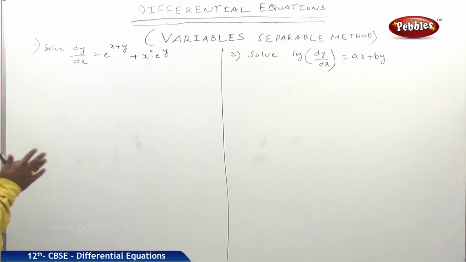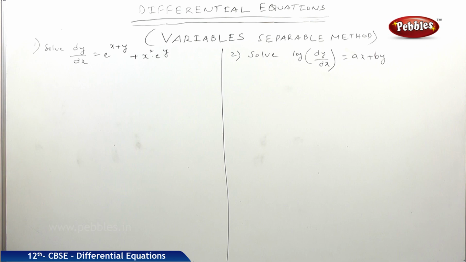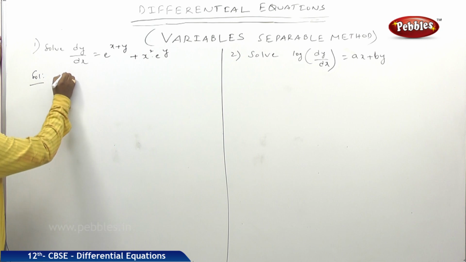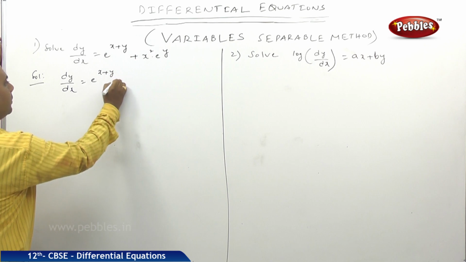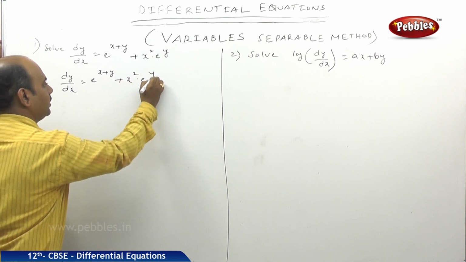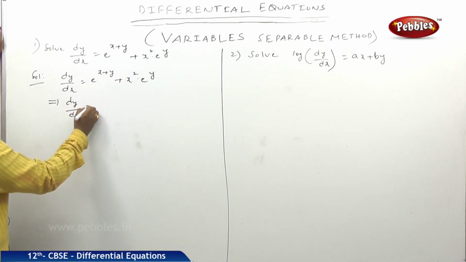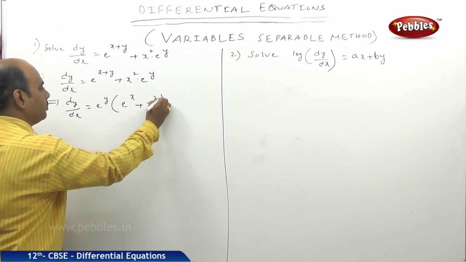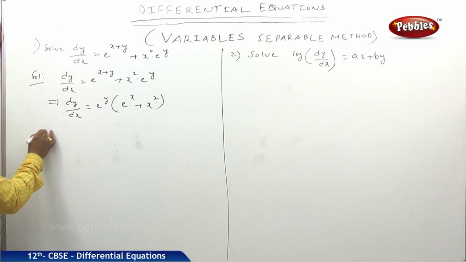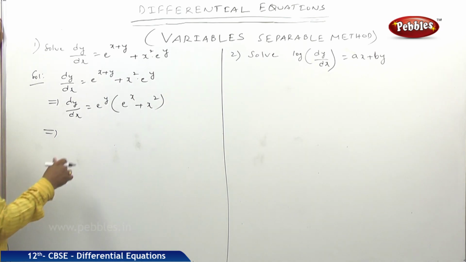Now the question is given to you like this: solve dy by dx is equal to e power x plus y plus x square into e power y. So this is our given differential equation. So dy by dx is equal to e power x plus y plus x square into e power y. Later this becomes dy by dx is equal to e power y into e power x plus x square. As the name itself suggests, make all y terms to one side and all x terms to one side.